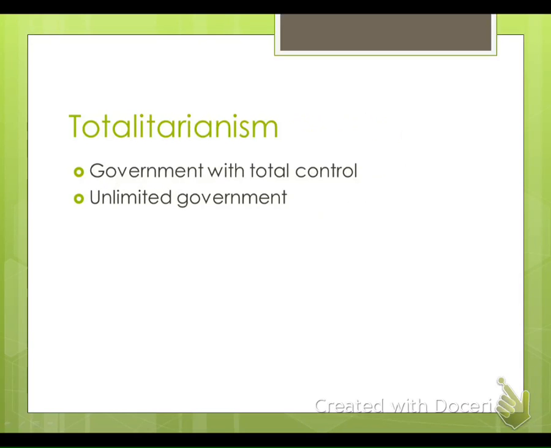The next term that we have is totalitarianism. This is a government with total control. Remember, we've talked about this before. If you underline total in totalitarianism, that should help you out. The government has total control. It's an unlimited government. And so we're going to have opportunities to look at these and just be aware of them. We're going to have some examples that we list out later of how this has worked in East Asia in the past.